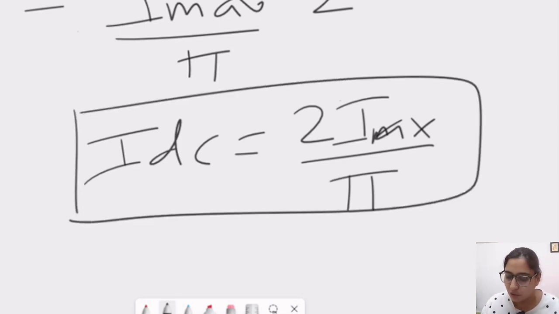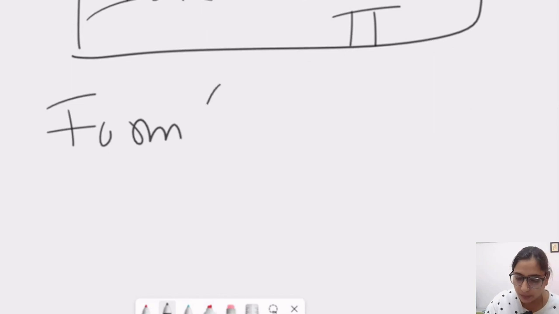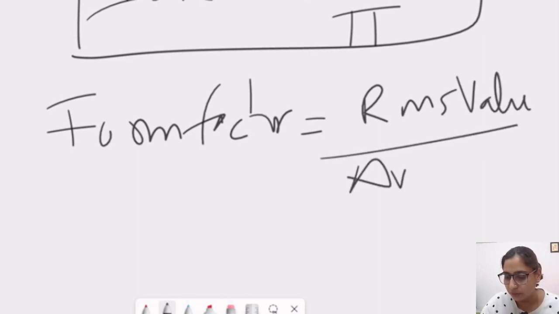Now we will consider our form factor. So form factor is our RMS value divided by the average value.